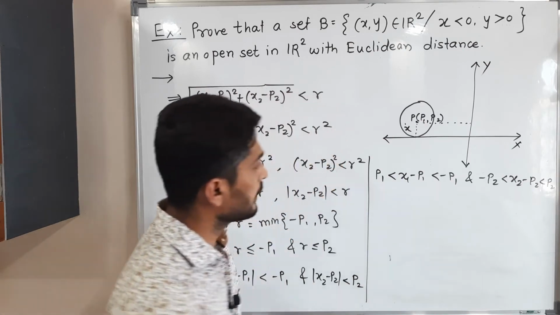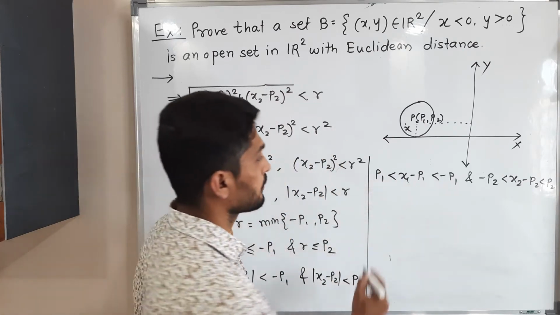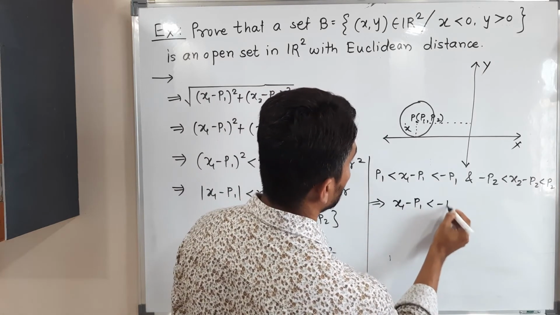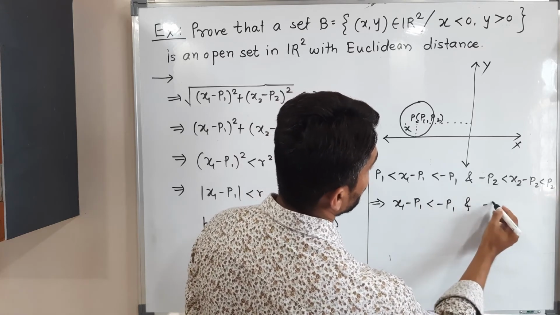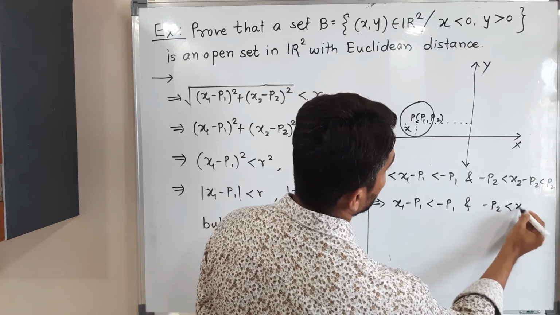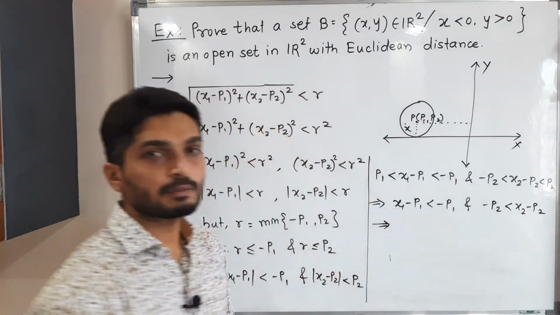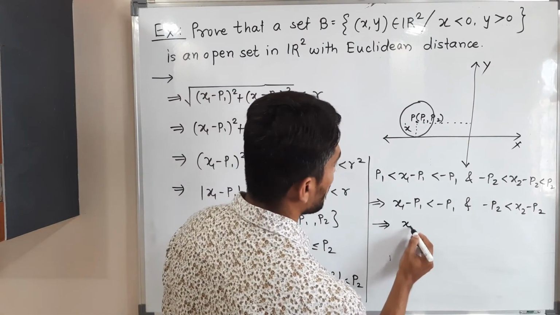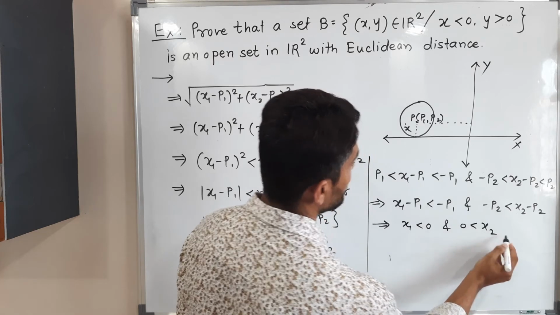What will I do? The first part is not required. I will simply focus on this one, so this implies x1 minus p1 is less than minus p1. The second part is not required, so I will focus on the first inequality. After that, minus p1 will get cancelled from both sides. Therefore, x1 is less than 0. And here minus p2 cancels, so 0 is less than x2.